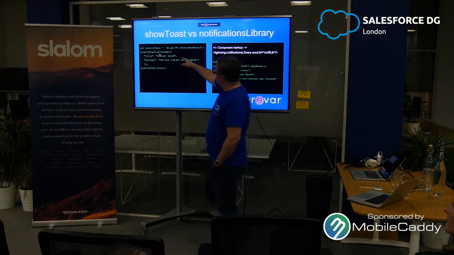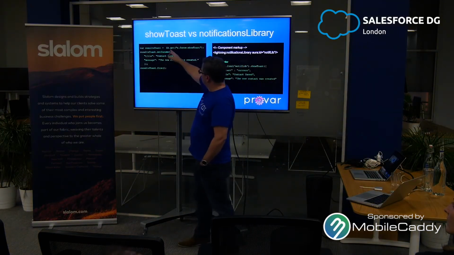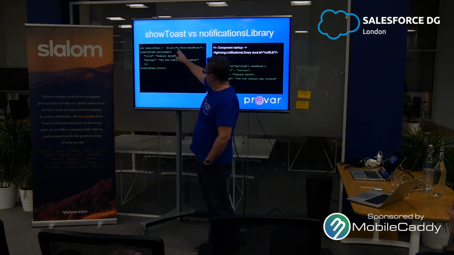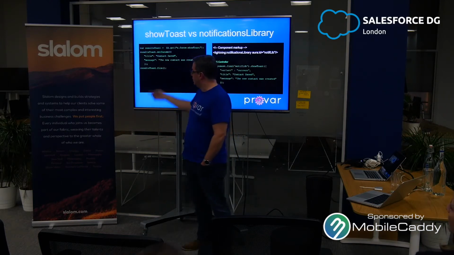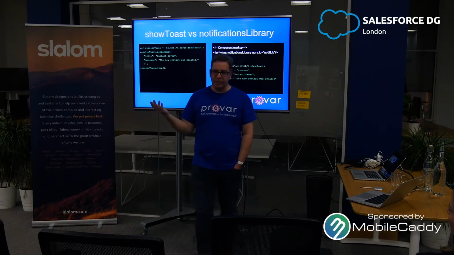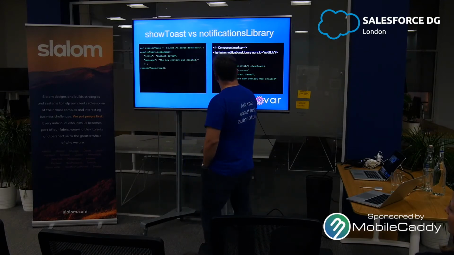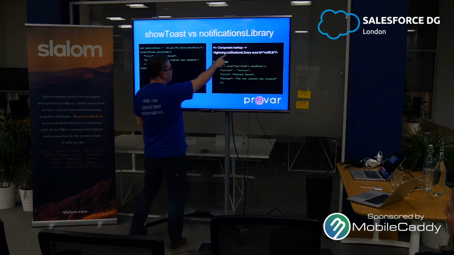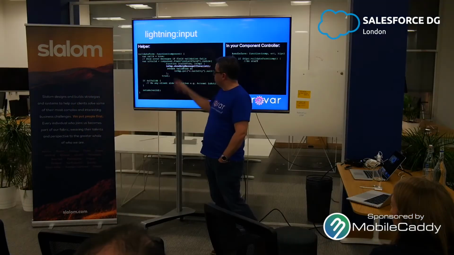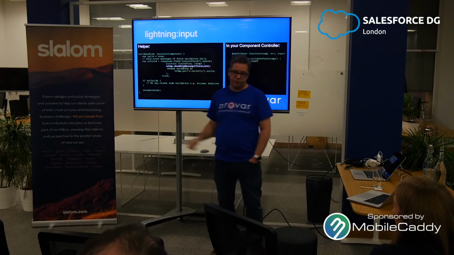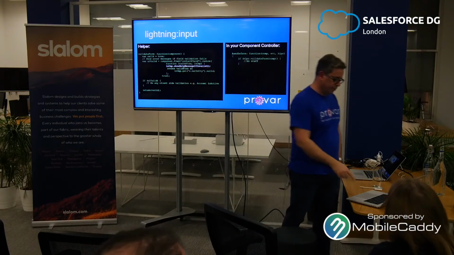On the left is using show toast, so I just get a result, $aura.get, the event for show toast, set some parameters on it, I type in the message, and then just fire that event. Quite easy. Why am I worried? Well, if I use the notifications library, I put one tag into my component, and I call one line, so that's going to find all the contact fields, because I put the same Aura ID on there.